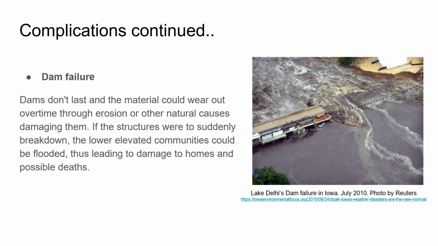homes and possible deaths. For example, to the right, there's a photo of the dam failure in Iowa of Lake Delhi. On July 24, 2010, the dam had failed, thus water flowing down to the lower communities, destroying mostly everything in its path. Luckily, all the people evacuated, but the damage cost them over $1 million.